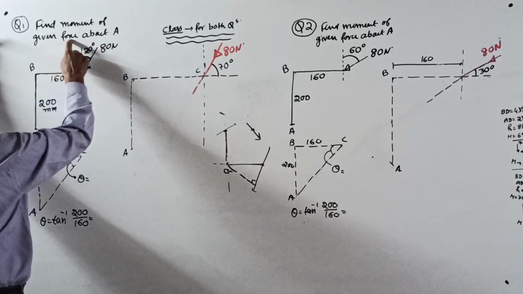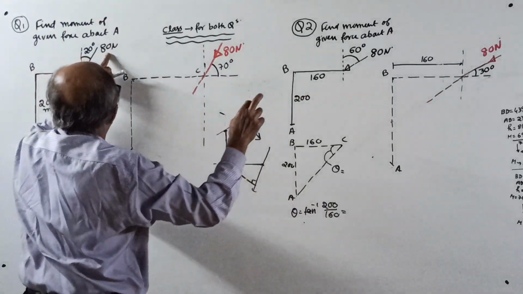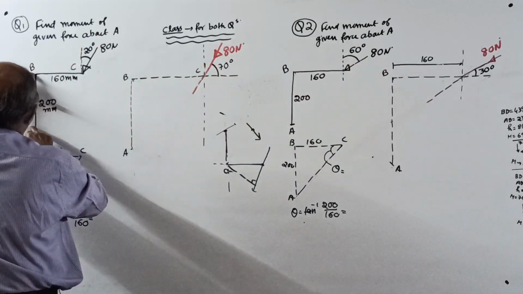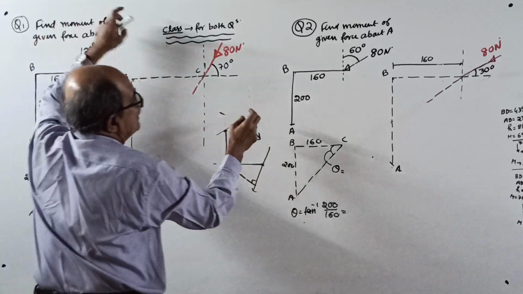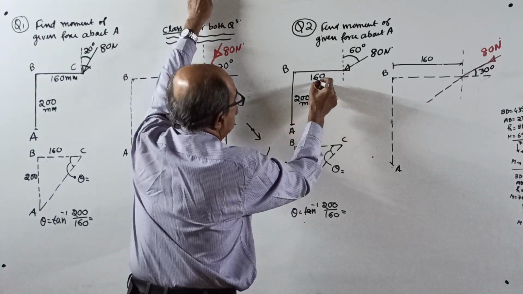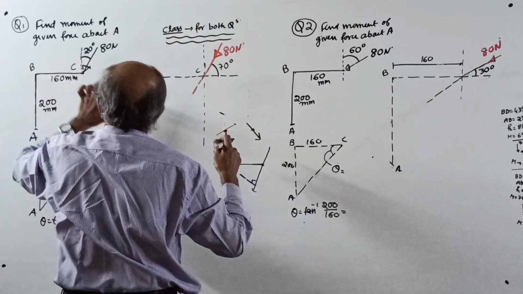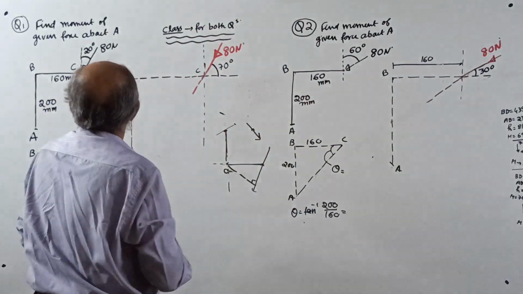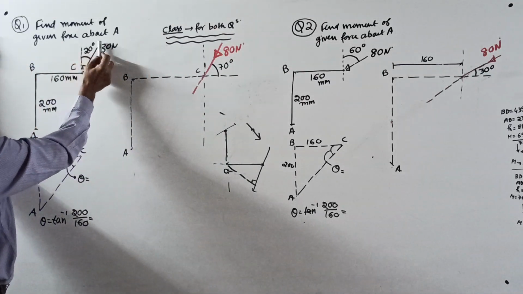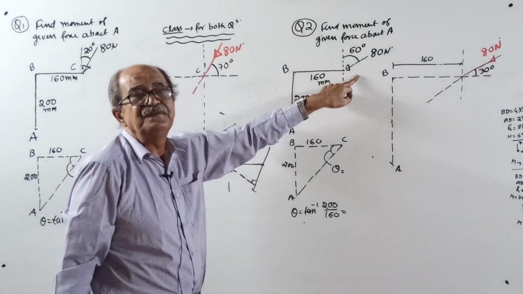Find the moment of the given force about A. Both are the same questions. See, in both questions, an 80 Newton force. This height is 200, this is 160. Here also 200 millimeter, 160 millimeter. A, B, C, A, B, C. The only change is that both are inclined forces. This is inclined with the vertical at 20 degrees. This is inclined with the vertical at 60 degrees.